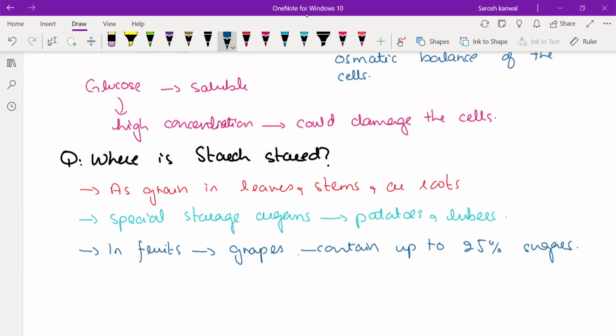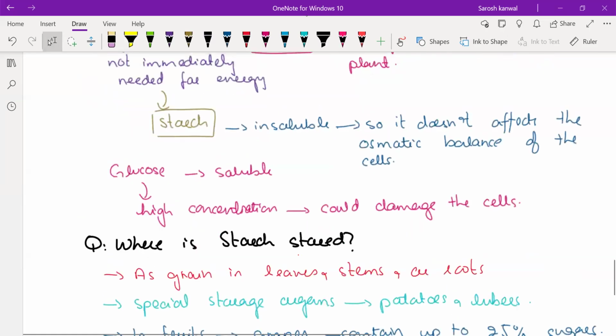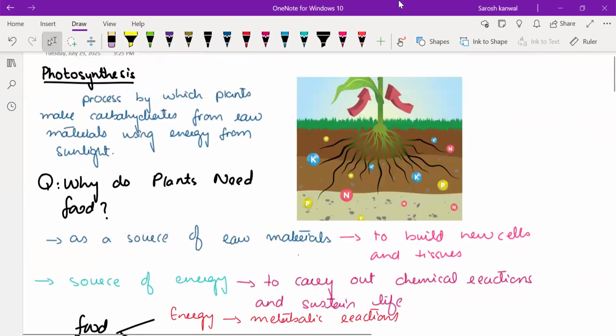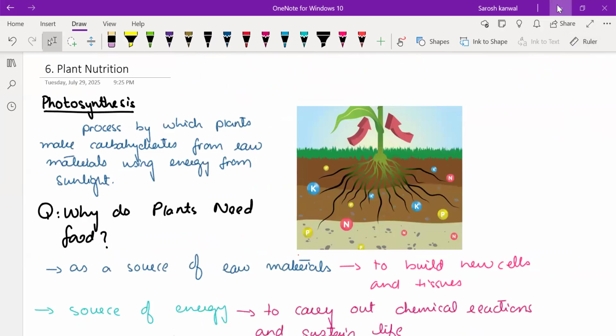Okay. Any question till here? These were some basics of the chapter plant nutrition.